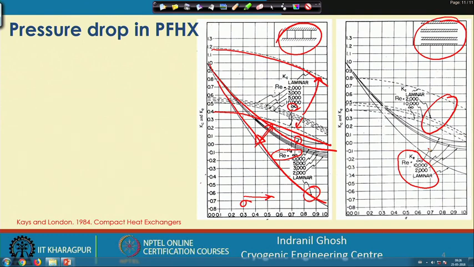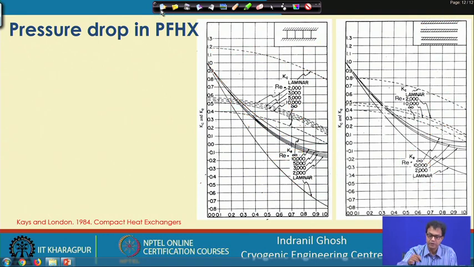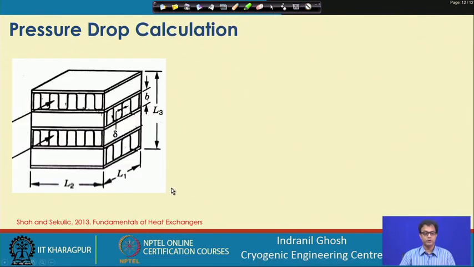So, if we know the sigma value and have an idea about the Re values, then we can find out the Ke and Kc from this graph and estimate the pressure drop due to sudden contraction and sudden expansion. But again, as I told you, this constitutes a very small percentage of the total pressure drop. Okay. So, next we will go to a numerical problem. Here we try to numerically estimate the pressure drop.